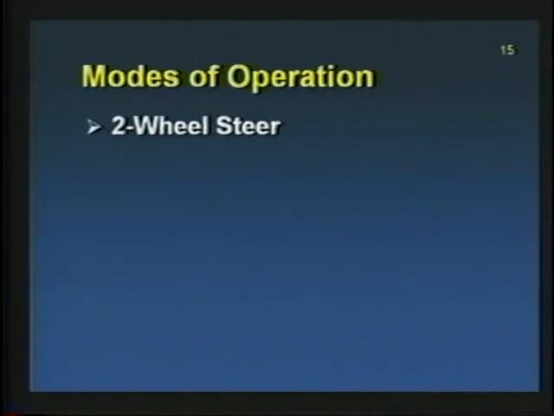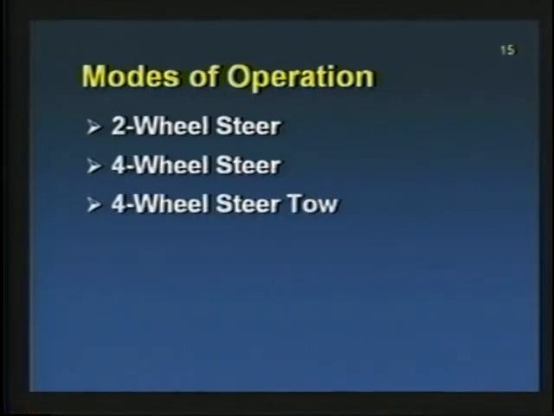First off, 2-wheel steer. Conventional front steering, like we've been dealing with for years. Next up is 4-wheel steer. Conventional front steering, where we add in rear wheel steer. And then finally, we have 4-wheel steer tow. Conventional front steering with rear wheel steering that's been optimized for towing. We'll be talking more about that as we move along.